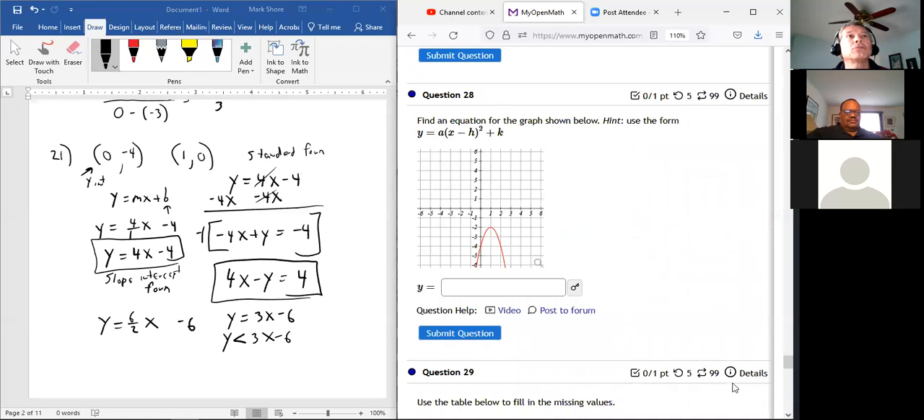So let's see what we're supposed to do with this one. Find an equation for the graph below. Okay, so this is just going the opposite, using the graph to get what the equation is.